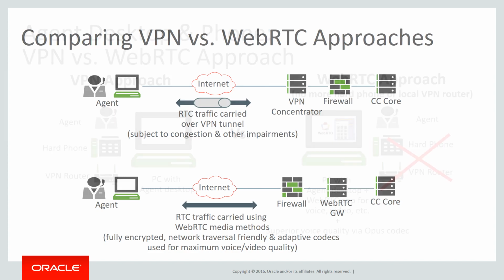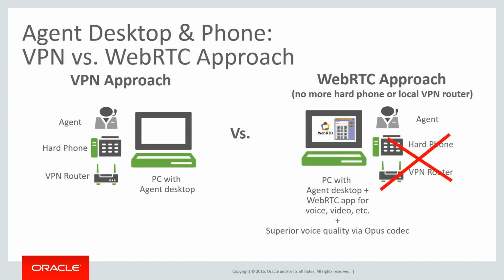Let's move on to talking more about the desktop and phone since you brought those up. Great. As you can see, we're doing just a comparison between the equipment needed on the VPN side and the equipment needed on the WebRTC side. The biggest difference you see, the red X through the hard phone and the VPN router. You don't need those on the WebRTC side. And as you can see, there's a PC there with the Agent Desktop and a WebRTC app for voice and video inside that app. So they can do the dialing. They can manage an audio connection, a video connection with a camera on-off button, and text all from inside that desktop application.